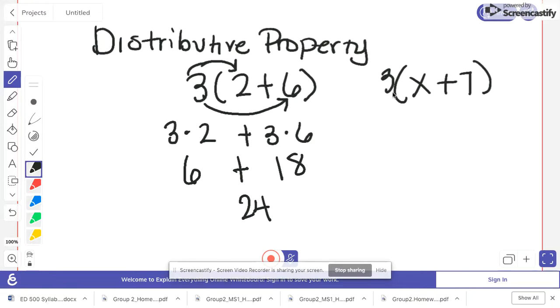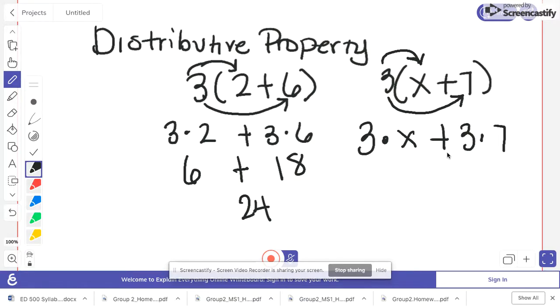Whereas when you move over here, you're going to have 3 times x, because keep in mind 3 is on the outside. There is no operation separating the 3 and the parentheses. So automatically think multiplication, because you will not always have a multiplication sign to separate the two. Since there is no operation like a plus or minus or even a division sign in the middle, we will automatically assume that's multiplication. So I'm going to distribute the 3 to the x, and distribute the 3 to the 7. 3 times x we can't simplify anymore, so that's 3 times x plus 3 times 7. We can simplify 3 times 7 and we get 21.